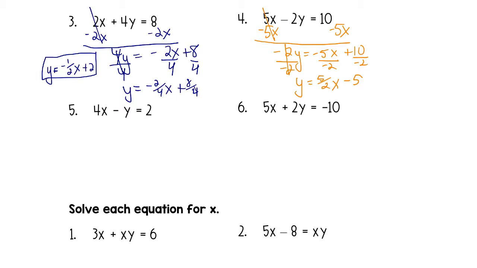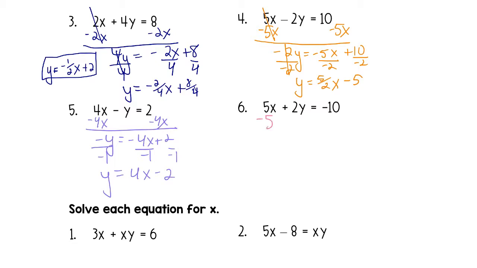4x minus y equals 2. We've got to get y alone, so we subtract 4x. Negative y equals negative 4x plus 2. Again, I've got that imaginary negative 1 in front of my y. That leaves me with y equals 4x minus 2. All the signs just flip around.